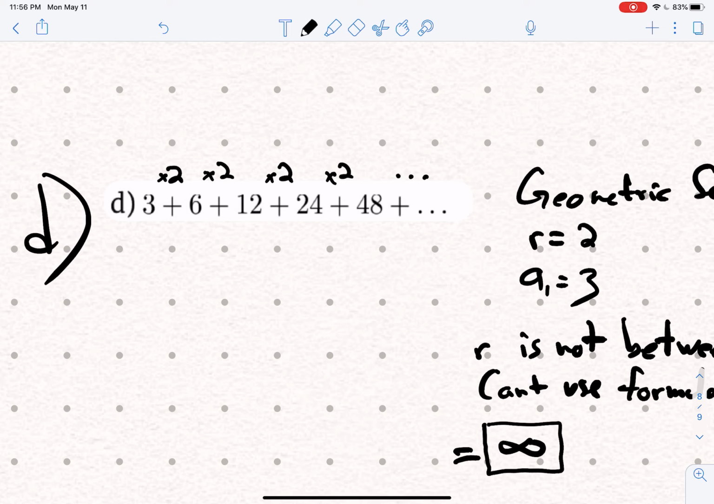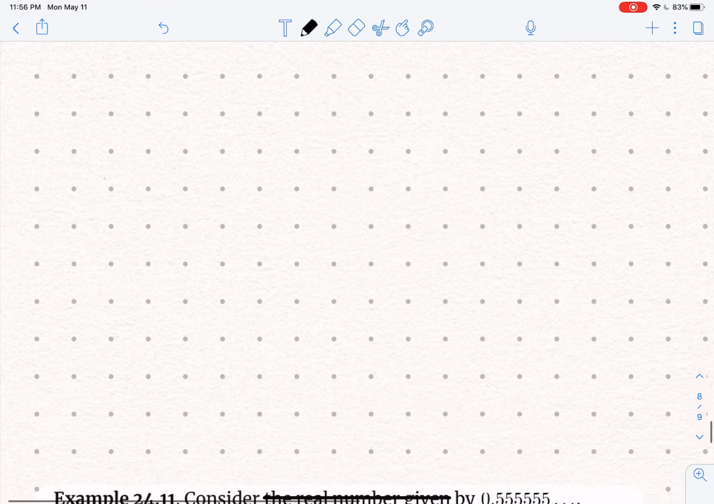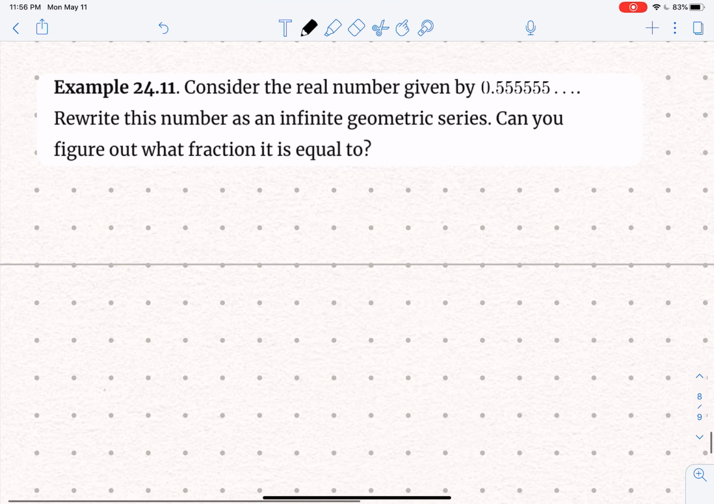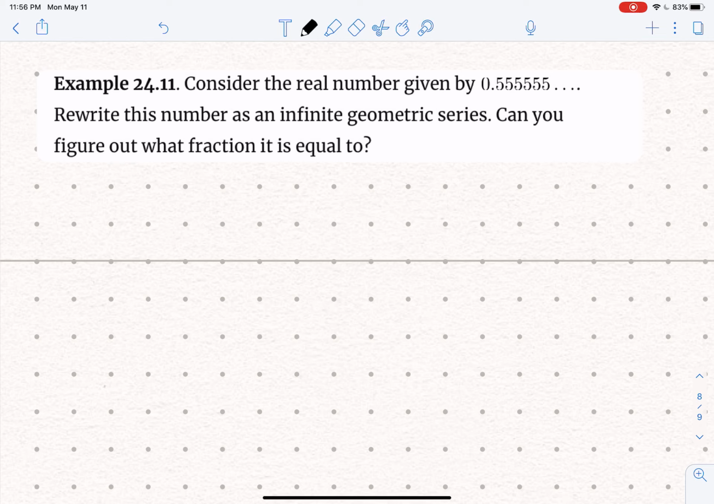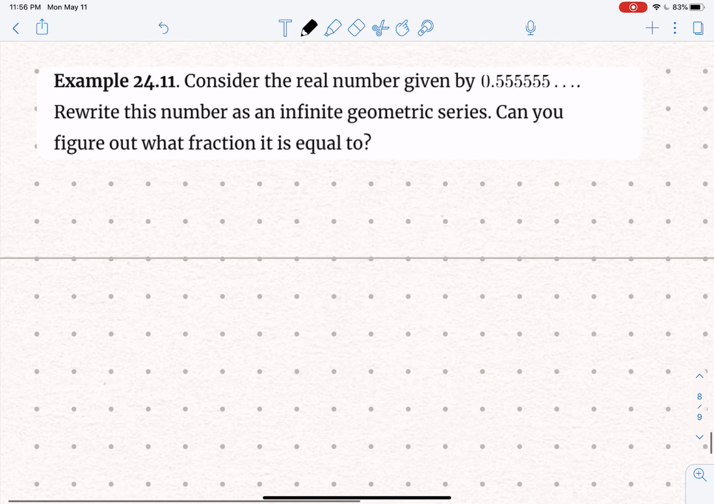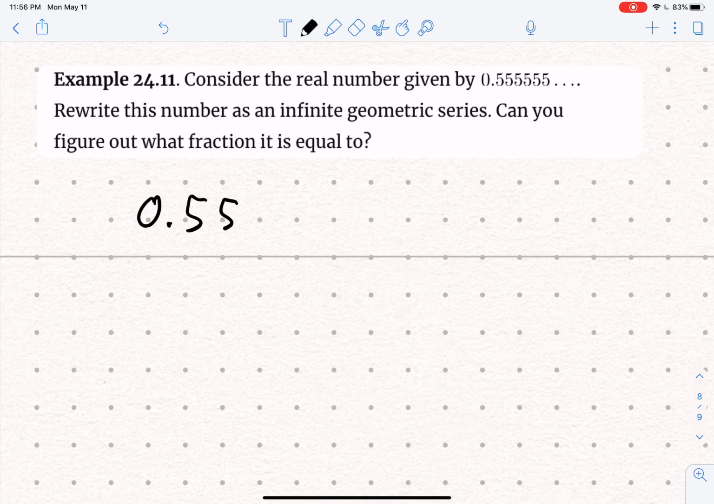We are going to look at one more example. We've finished this example. We're now going to look at 24.11, and then that'll be it for today. Now, 24.11 is interesting. It's a little bit different. It asks us to look at a decimal number, a repeating decimal, 0.555555... What this is going to do is it's not going to be a simple find the sum of a series exercise. Instead, we're going to try to use these ideas to understand something about repeating decimal numbers. Okay.